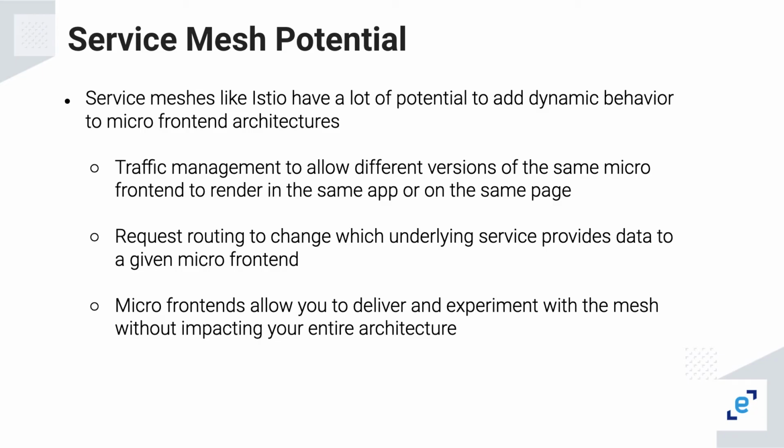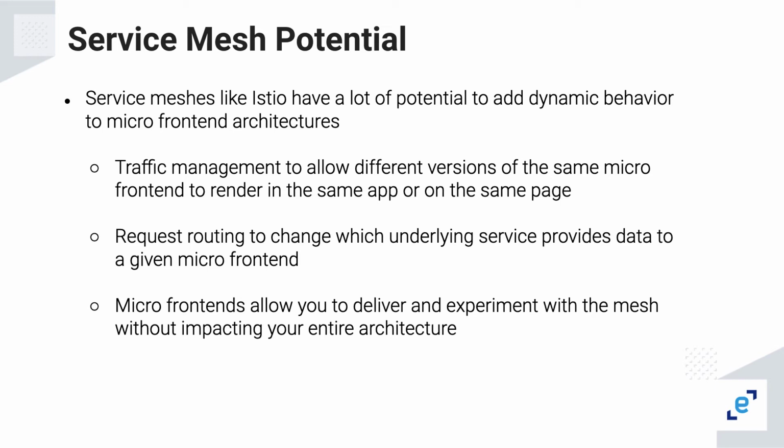And the last concept we'll talk about from a Kubernetes perspective is the potential of a service mesh to add a lot of really dynamic capability to a micro front-end architecture. So with a service mesh, you can take advantage of traffic management to allow different versions of the same micro frontend to render in the same app or on the same page. So for example, if you put the decision making about which micro frontend to render behind a service mesh, you could use the routing and traffic management to make decisions about which one should render when and how they should render. And the micro frontend architecture supports rendering the same micro frontend on the same app or in the same page. And so Kubernetes and a service mesh would have a lot of benefit in that potential architecture.